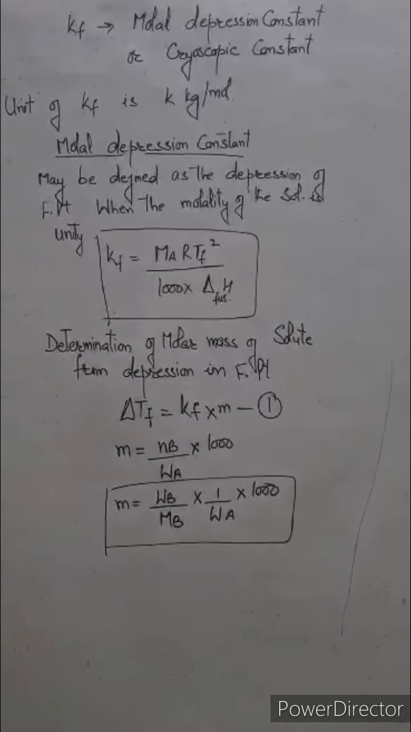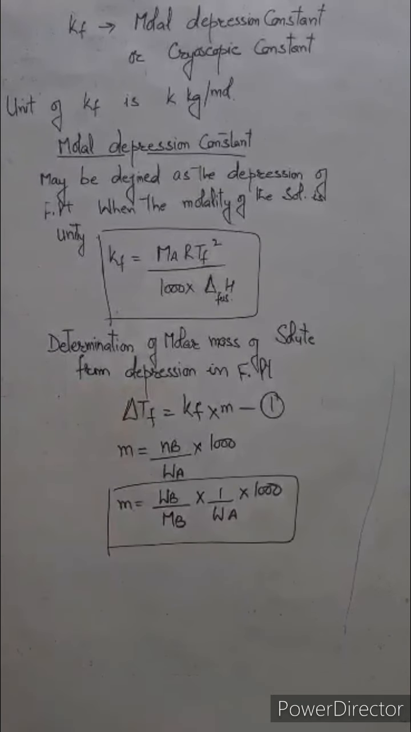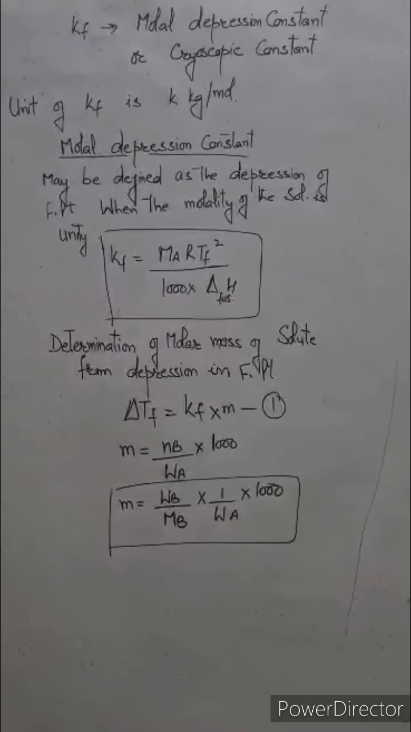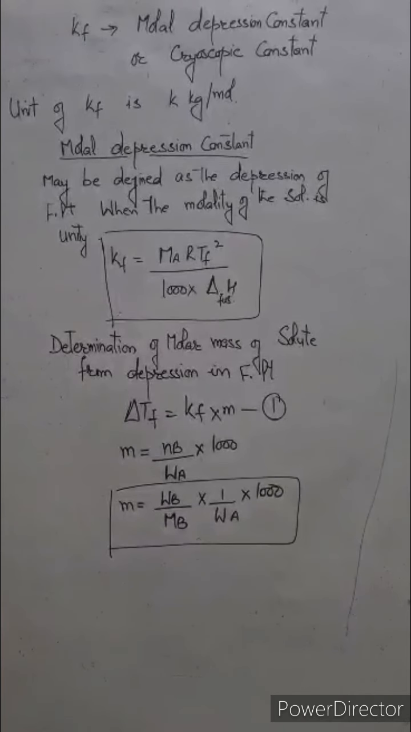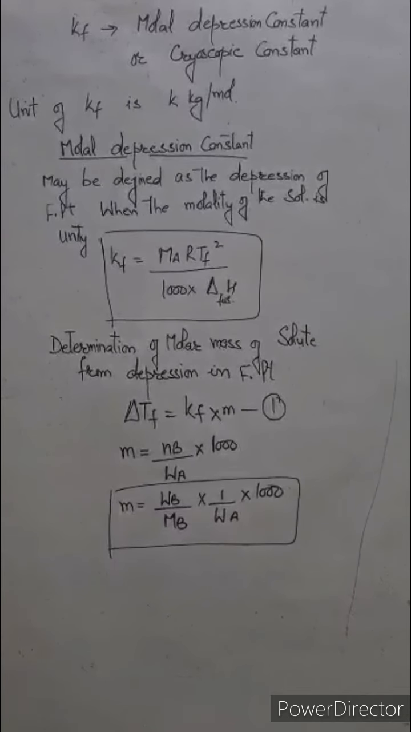As we have done, delta TF is equal to KF into m, right? And you know m is molality. Again the question is, is depression in freezing point a colligative property? Yes, it's a colligative property because it depends upon molality, and you know molality depends upon number of moles. Hence, it's a colligative property.